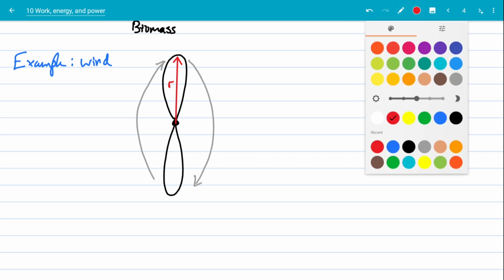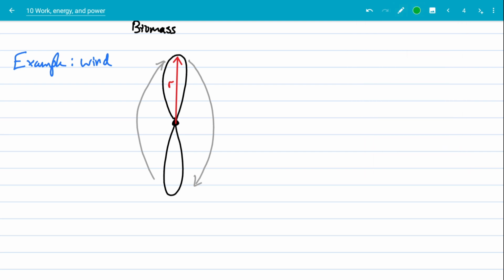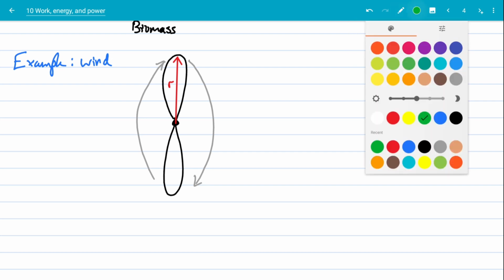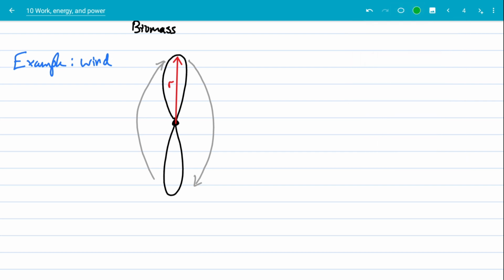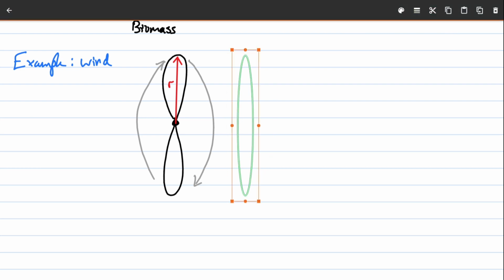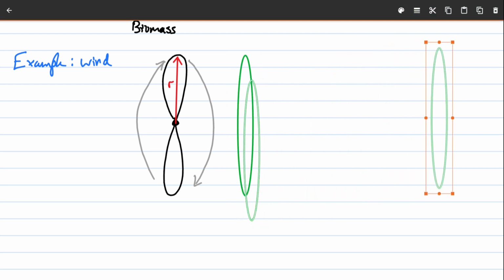We also have the air moving through these wind turbines. And the air that's moving through these wind turbines, we can think of that as like a cylinder of air. So imagine the wind is blowing from right to left. So let's take this, let's duplicate it. Let's pop it over here.